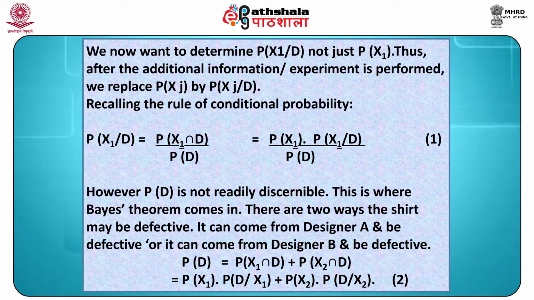So, what we have now is the probability of x1 divided by D, which is equal to the probability of x1 intersection D divided by the probability of D, which is equal to P(x1) multiplied by P(D divided by x1), the whole thing over P(D), which is again equation 1. However, P(D) is not readily discernible. This is where Bayes' theorem comes in. There are two ways the shirt may be defective. It can come from designer A and be defective, or it can come from designer B and be defective.